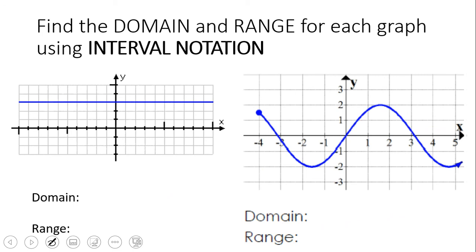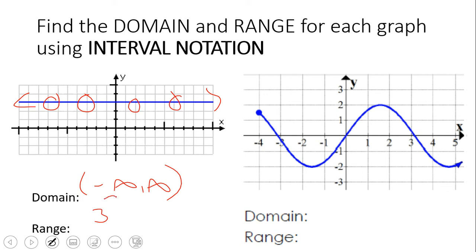Last two, domain and range. So the one on the left is pretty interesting. So again, it implies that there are arrows on both ends. So if there are arrows on both ends from left to right, then the domain is an all real number situation. And the range, the only y value that you get, no matter where you stop on the graph, is 3. Here you get 3. Y equals 3, y equals 3, y equals 3. That means the only value of the range is 3.